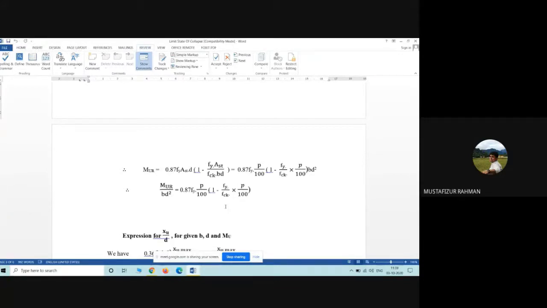That means Fy and FCK we can assume, because we know there are grades of concrete and 3 grades of steel. Any one grade of concrete we can consider, any one grade of steel we can consider. Once we assume the grade of concrete and grade of steel, we can find out FCK and Fy from IS 456. So Fy and FCK are known. P, B, and D are unknown.